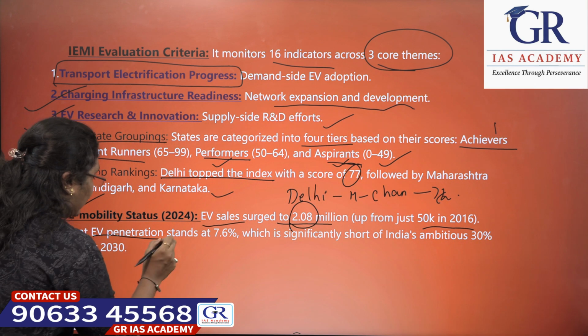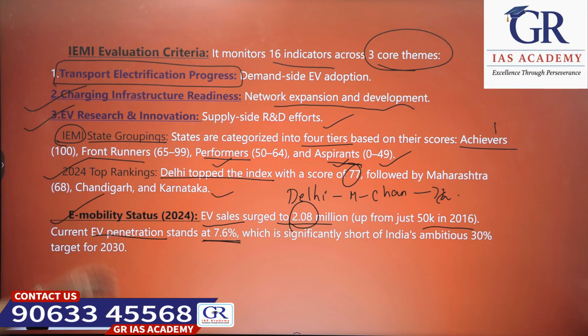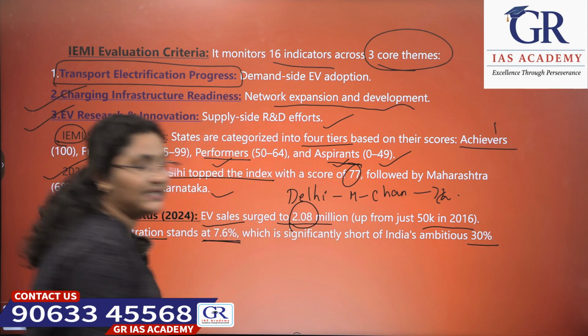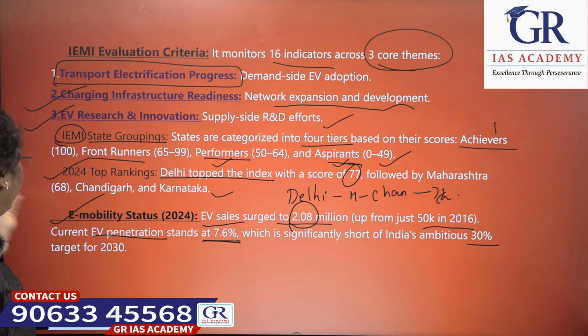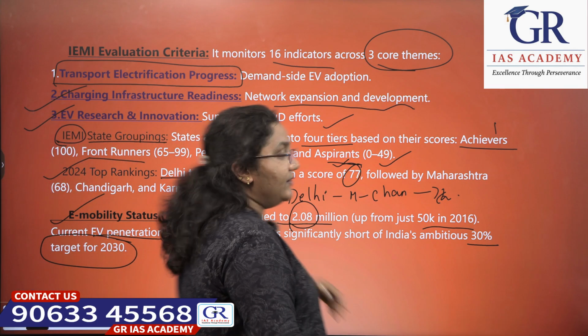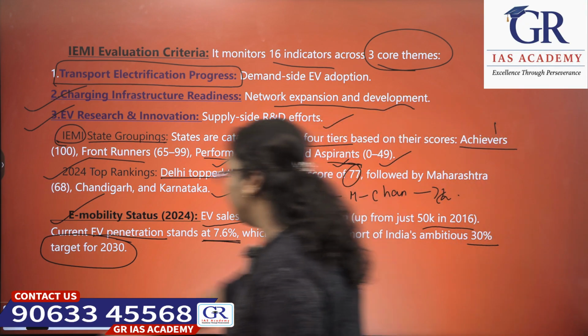Currently EV penetration stands at 7.6%, which is significantly short of India's ambition of 30%. Basically India aims to achieve a 30% target by 2030, but as of now we are standing at 7.6%.